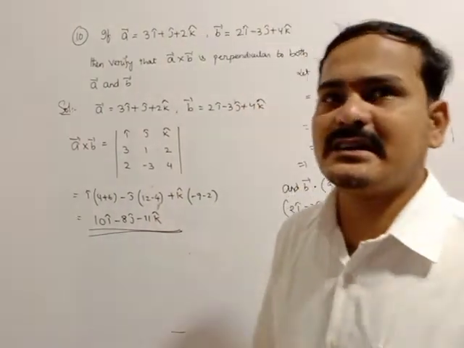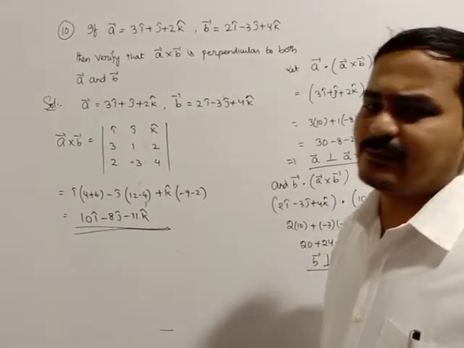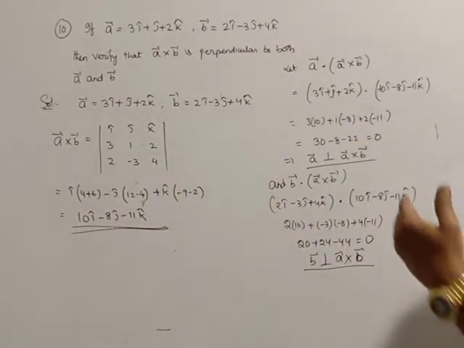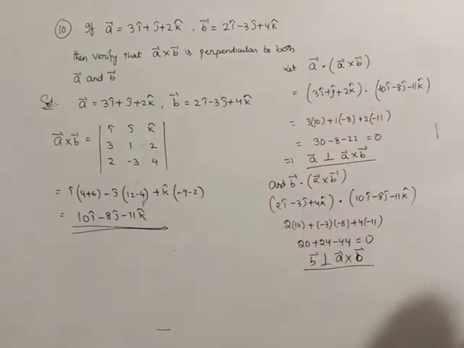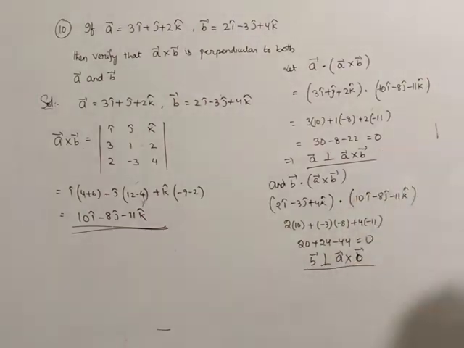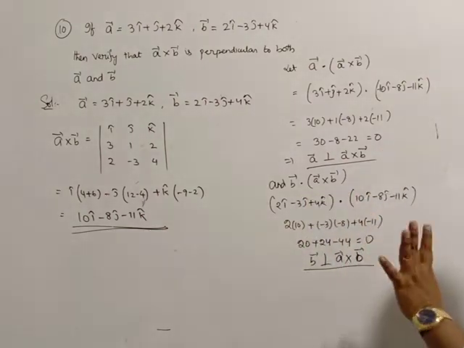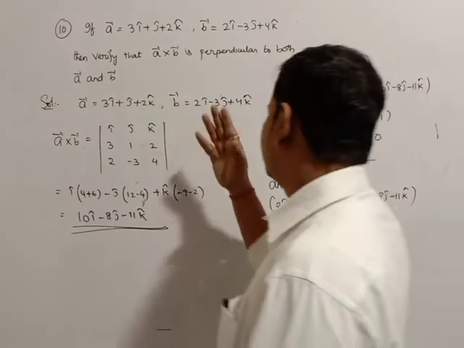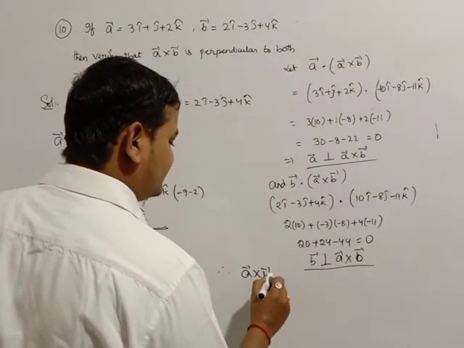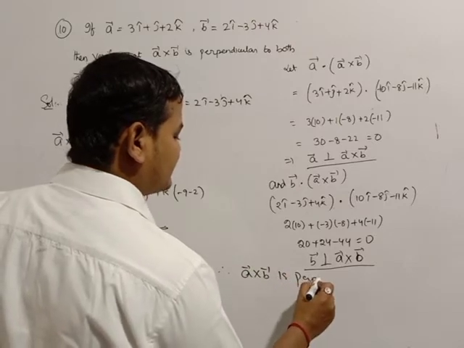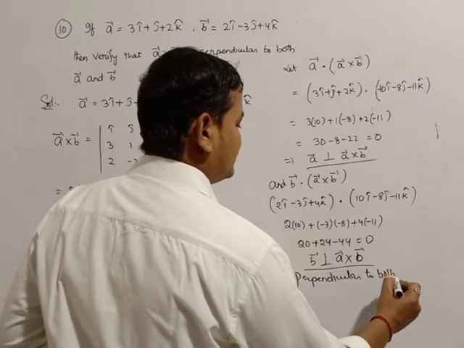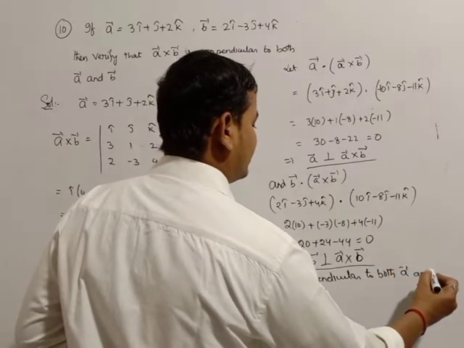A bar cross b bar is, we know, perpendicular to both a bar and b bar according to the concept. He said to please verify it. For verification purpose, first of all, find a bar cross b bar. After that, take the dot product with a bar and show that it is 0, and take the dot product with b bar and show that it is 0. So, as the conclusion you write: therefore, a bar cross b bar is perpendicular to both a bar and b bar.